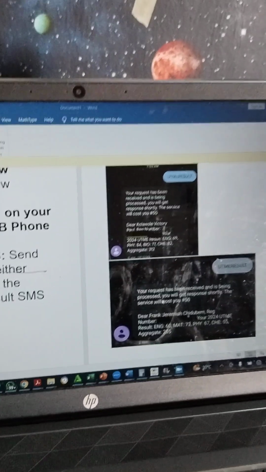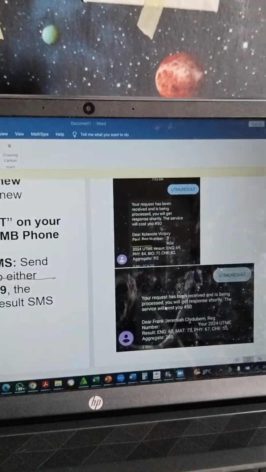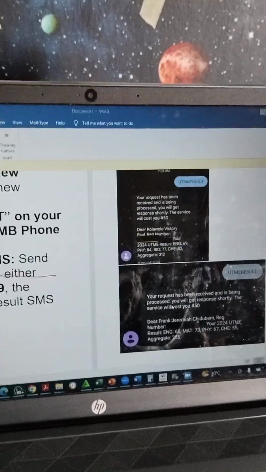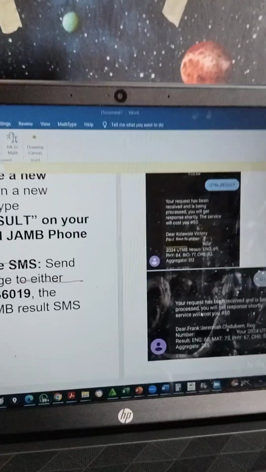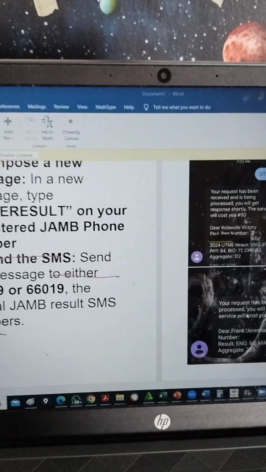If you score between the range of 180 to 200, for polytechnic, the cutoff for polytechnic is 150. So if you want to go to polytechnic, 150 also is okay. There's still opportunity for you to get into school. So don't be discouraged. Don't discard your results.